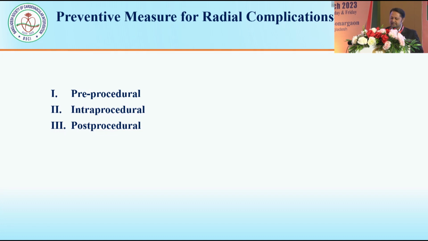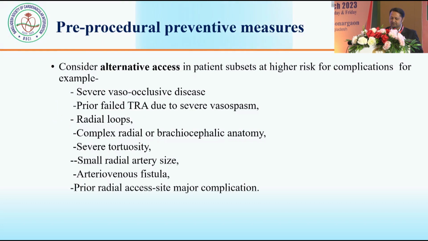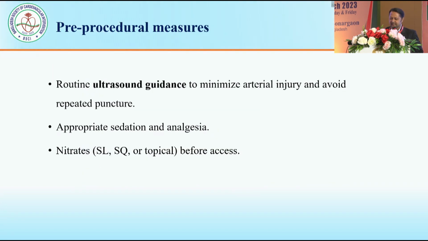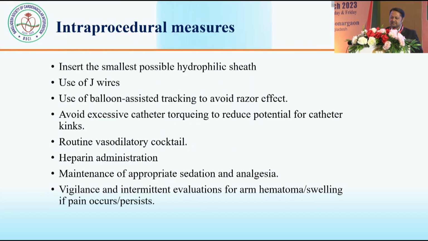Preventive measures for radial artery complications include pre-procedural, inter-procedural, and post-procedural measures. Pre-procedurally, if there is a risk of radial artery perforation or other complications, we can choose alternative access. We can also use ultrasound guidance to minimize arterial injury and avoid repeated puncture, with appropriate sedation, analgesia, and nitrates.